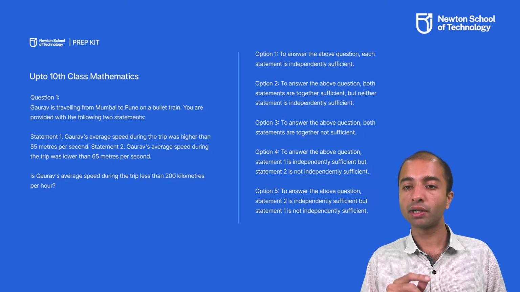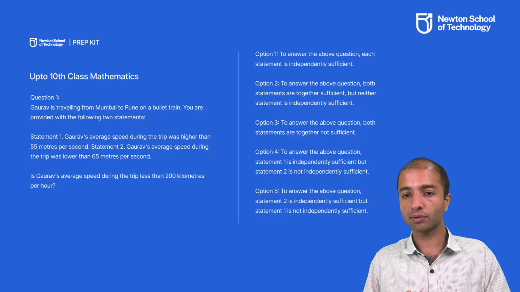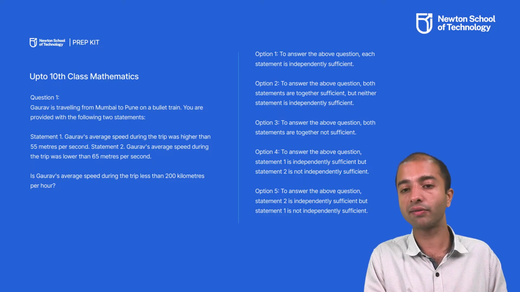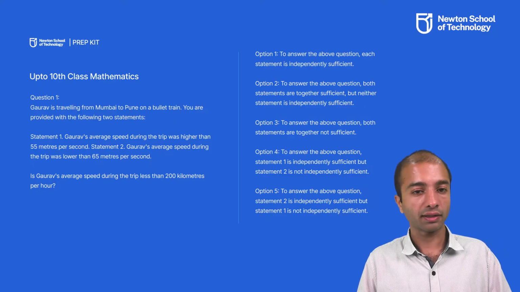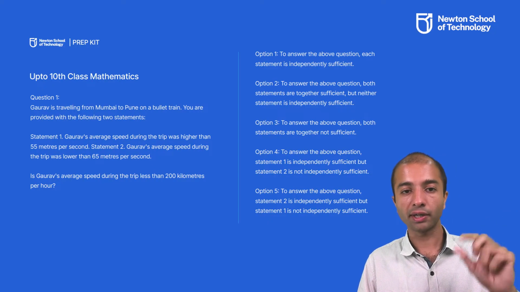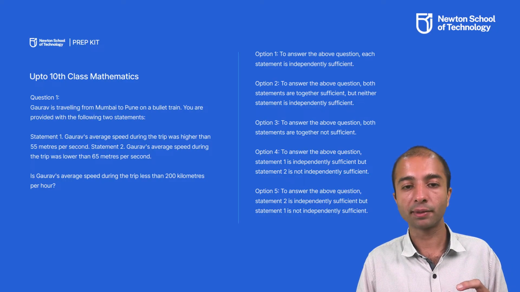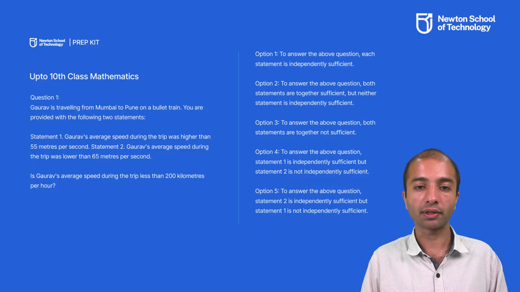Option 5 is statement 2 is independently sufficient. That is, using just statement 2 we can answer this question, but using just statement 1 we cannot answer this question. These are the 5 options that are here, and the trick is that statements 1 and 2 describe the speed in meters per second, and in the question it is given in 200 kilometers per hour.